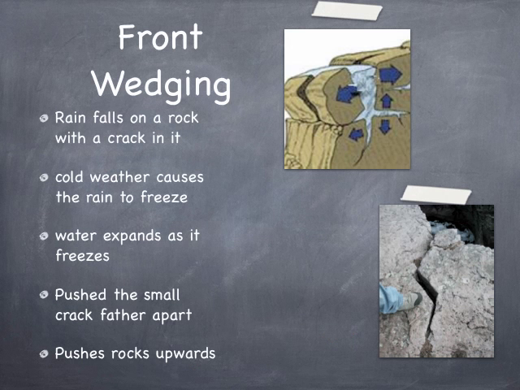Frost wedging. This is the freezing and thawing. This is when rain falls in a rock and causes it to crack. If you look at the top picture, you can see how as it freezes, it pushes the rock in different directions, causing pieces to break off as the frozen water melts. There's nothing there to hold the rock on, so it falls away.